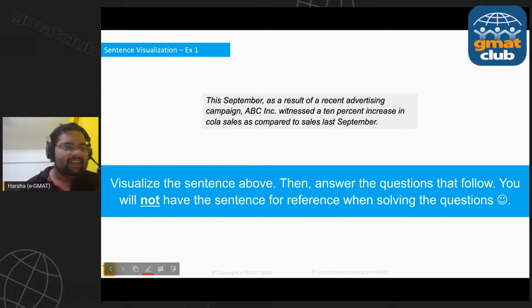There's a sentence. I'll give you around 1 minute to read this. If you want, you can write it down, no problem. But writing down the sentence entirely may not help. Up to you.